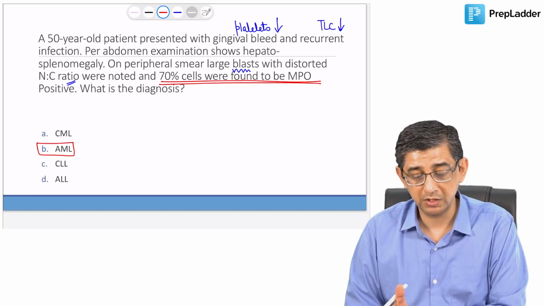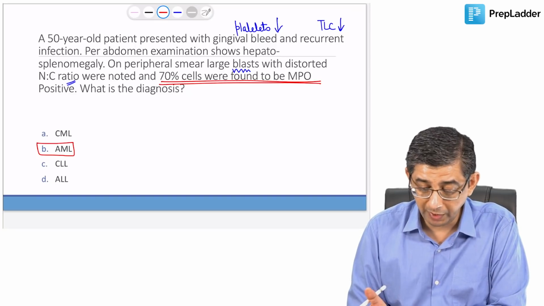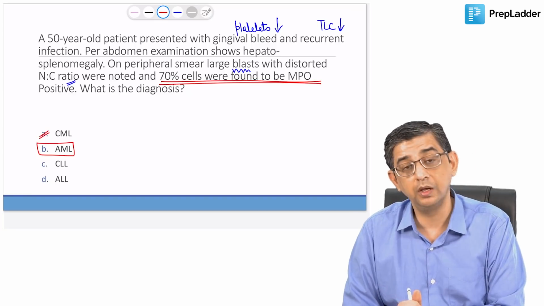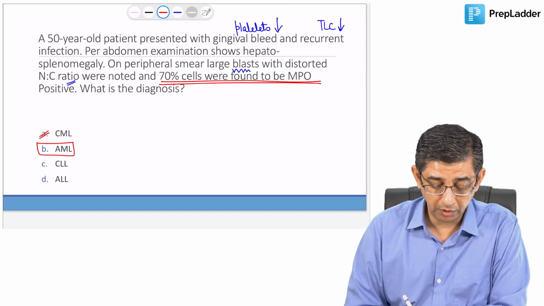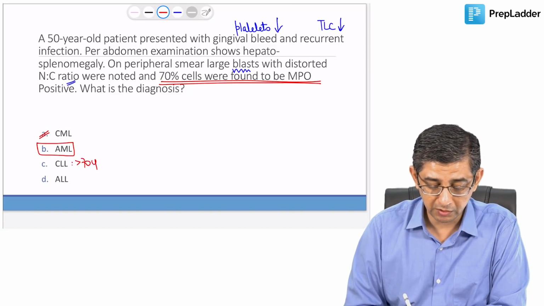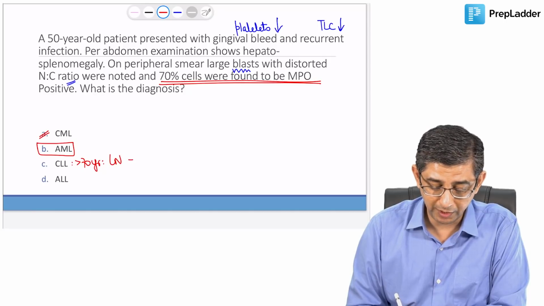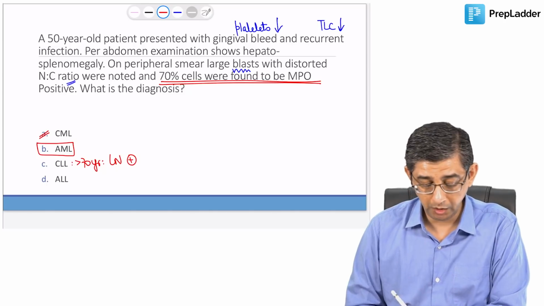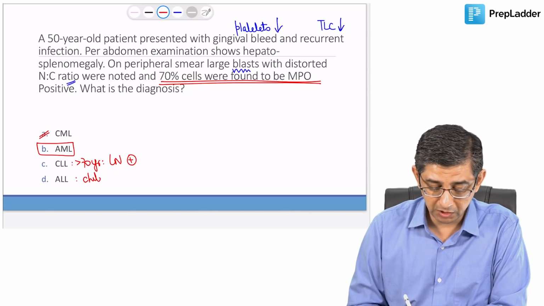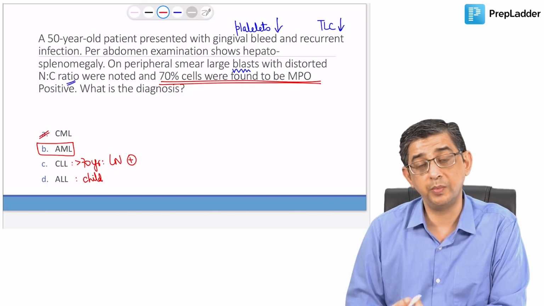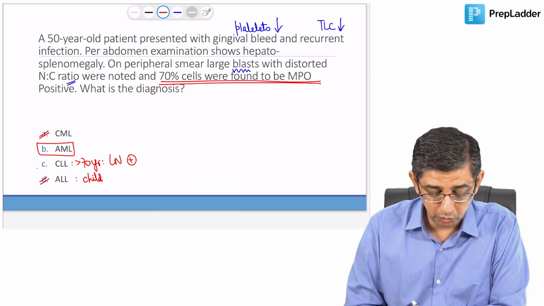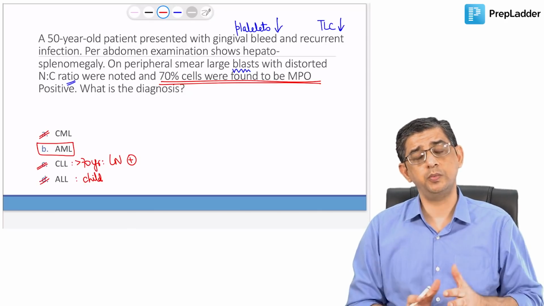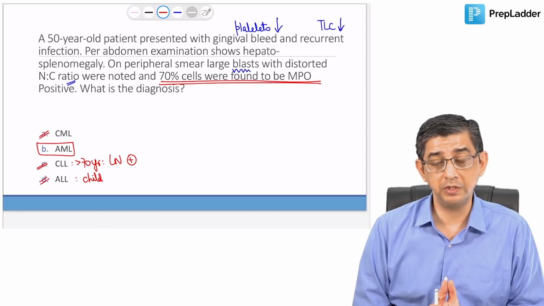Chronic myeloid leukemia presents with splenomegaly. Here it is given hepatosplenomegaly, so I'm ruling out option number A. Chronic lymphocytic leukemia usually develops after 70 years of age, and the presentation of the commonest blood cancer is lymphadenopathy, whereas in this question it was hepatosplenomegaly. Acute lymphoblastic leukemia will present in a child. You can see in this case the presentation is at 50 years of age. So you can rule out the remaining options by age of presentation itself and just getting the main features right.